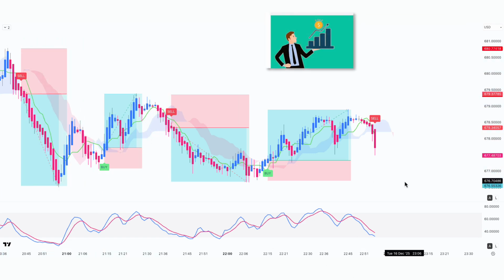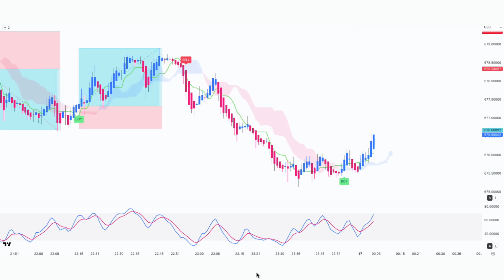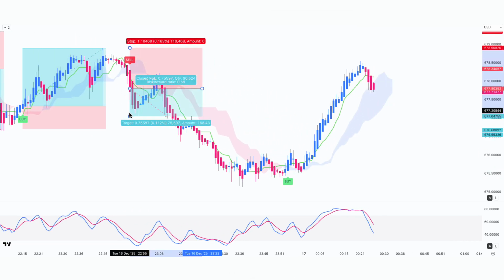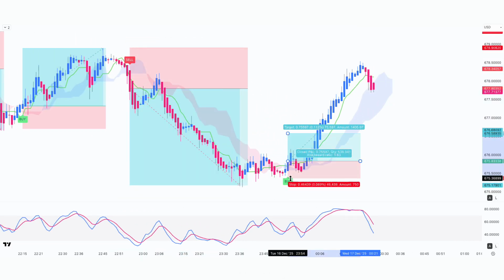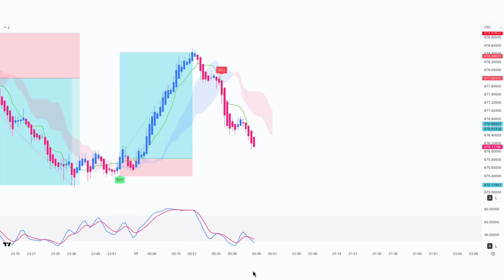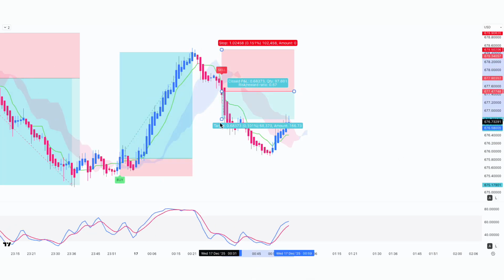This indicator doesn't throw signals everywhere. It waits patiently for a proper market structure shift and momentum alignment. Fewer signals, but significantly better quality. That's what makes the difference.